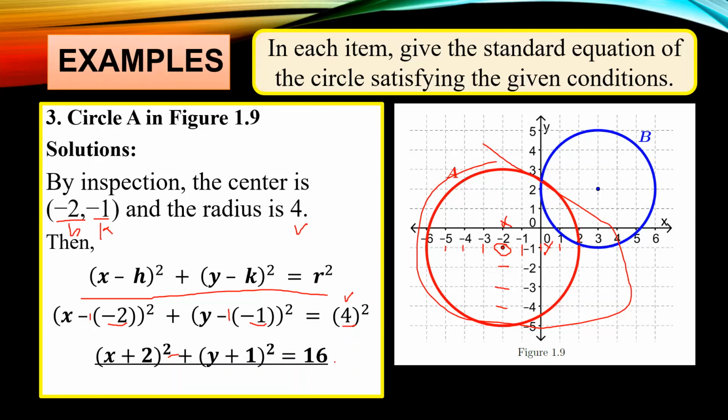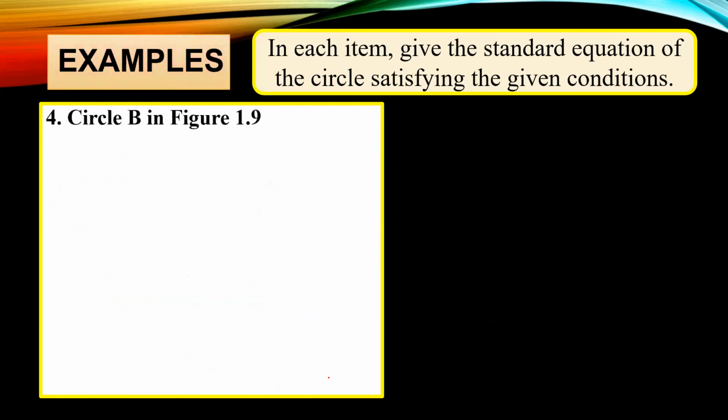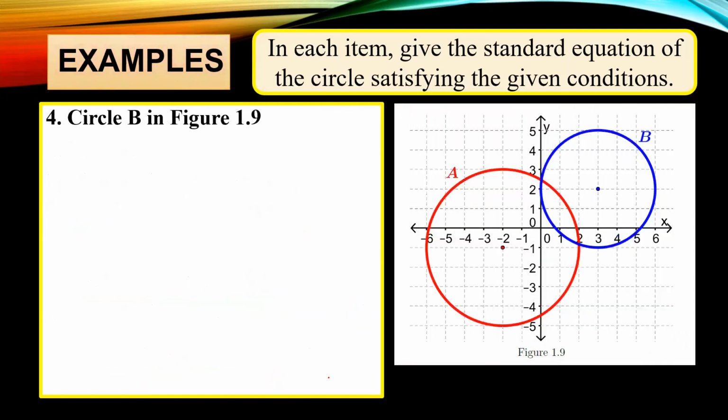Therefore, the final answer will be the quantity x plus 2 squared plus the quantity y plus 1 squared is equal to 16. So this will be the standard equation of the circle for circle A in figure 1.9. Next, we have circle B in figure 1.9. So this one, the blue one.